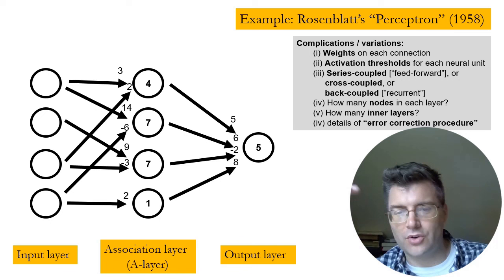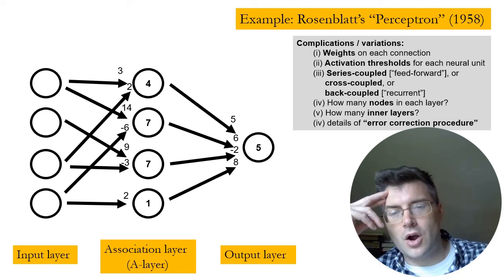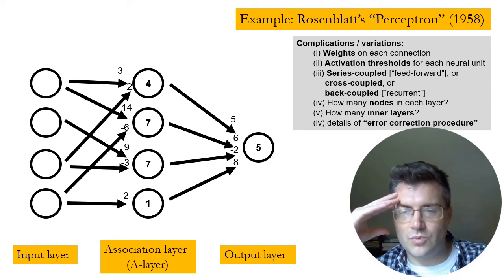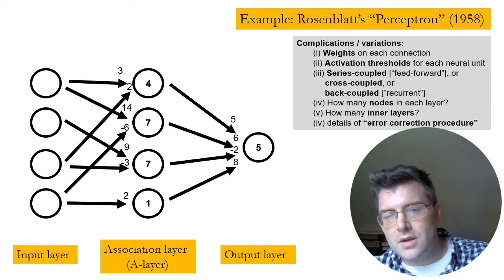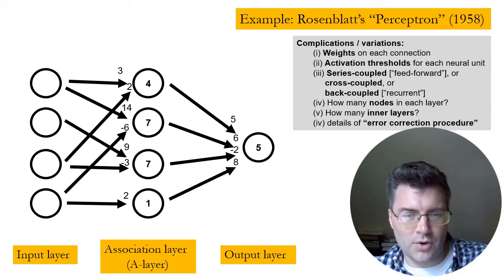And those two alternatives, basically connections within the same layer or connections backwards through layers, are called cross-coupled and back-coupled networks or recurrent neural networks, respectively. And there are certain advantages of building systems like that. There are also certain risks in terms of having an architecture that gets you the results that you want. Another variation is in how many nodes there are in each layer. Of course, we've just picked out 4 in the first, 4 in the second, 1 in the output, but it could be really any number of nodes in any of the layers.